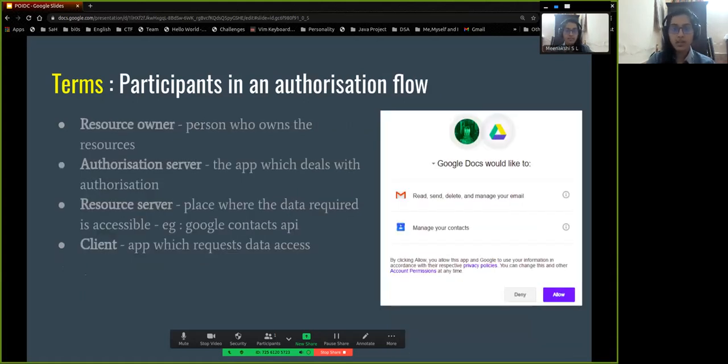Now about participants in the authorization flow, you have the resource owner, who is the owner of the resource. Suppose you install an app, let's say WhatsApp, and WhatsApp requires access to all your contacts. The contacts will be the resources, and the person who is owning those resources, such as you, is the resource owner. And there would be an authorization server, which is the app that deals with the authorization. The resource server in this case would be your contacts, and the client would be the app which is requiring data access. So in the example I said, it would be WhatsApp.